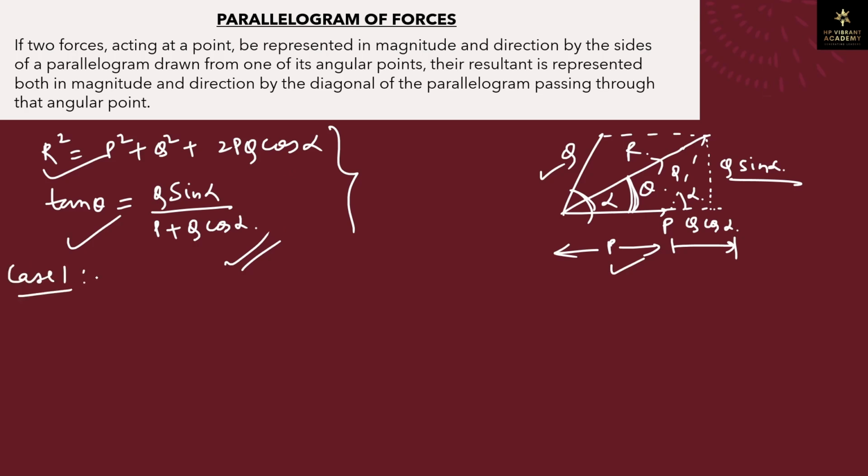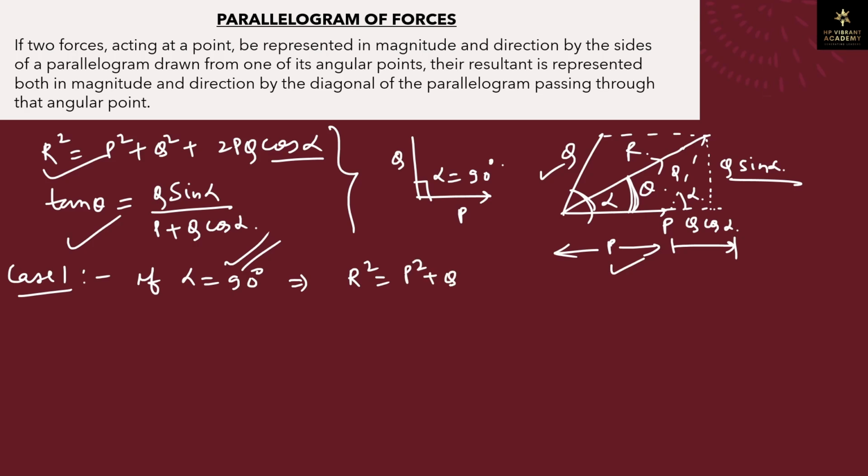Case 1. If alpha is equal to 90 degree, we have P in this particular direction and Q in this particular direction. So alpha is equal to 90 degree, and cos of 90 is 0. So from here we have R square is equal to P square plus Q square, so R is equal to under root of P square plus Q square.